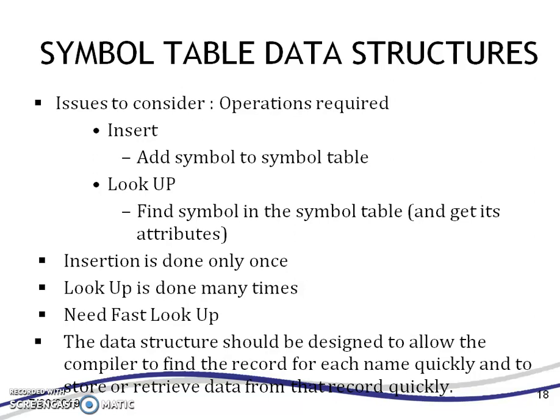Now, insertion is done only once, so the time complexity to insert a record in a symbol table is O of 1. Lookup is done many times. Whenever a name is encountered in your program, your compiler will perform a search operation in the symbol table to check whether the name already appears in the symbol table or not. For this, we need a fast lookup operation, and definitely the data structure should be designed to allow the compiler to find the record for each name quickly and to store and retrieve data from the record quickly.